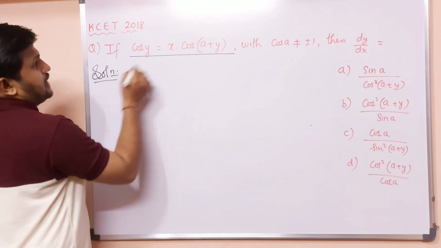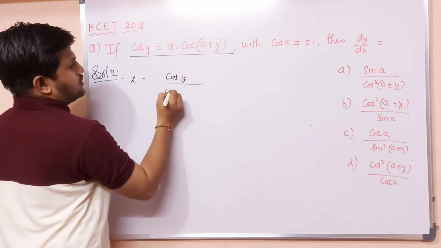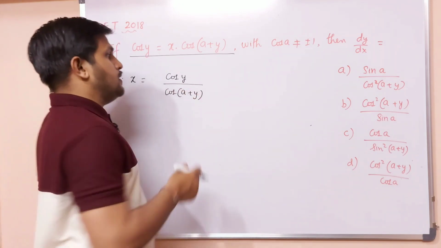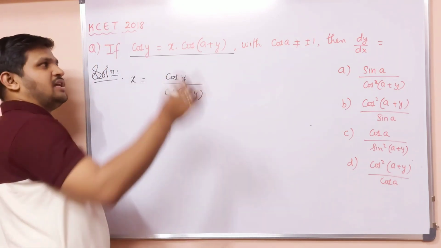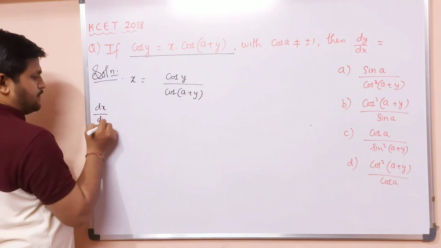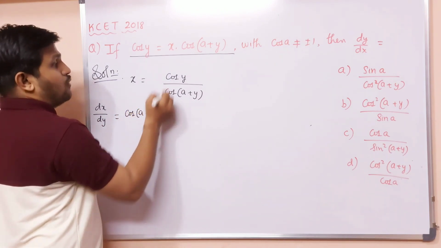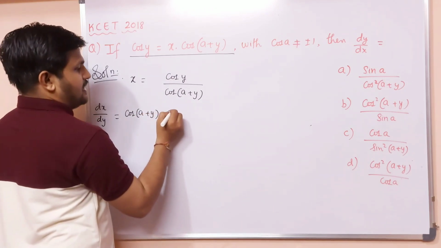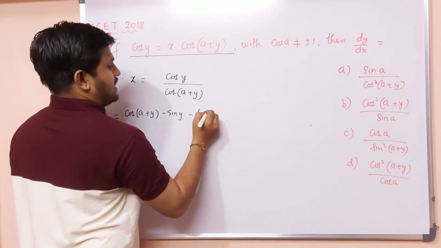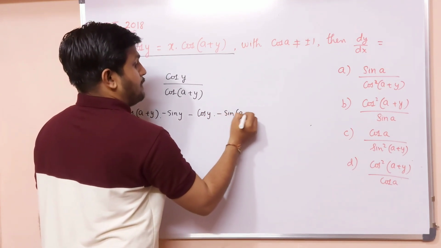Anyway, for this question, let us solve it. I can write x is equal to cos y divided by cos of a plus y. Simple, right? Now differentiate x with respect to y here. So therefore we will get dx by dy. Then we can write what is dy by dx. So that's not a problem. So dx by dy will be, this is the quotient rule. So cos of a plus y, what is derivative of cos y? Minus sin y it is. Okay? Minus of. Next is cos y constant.